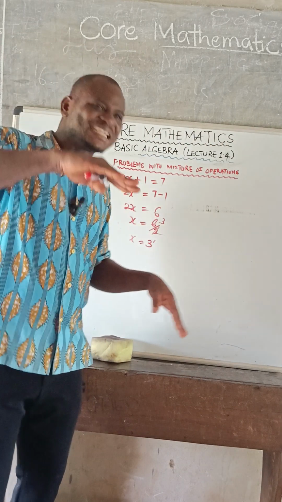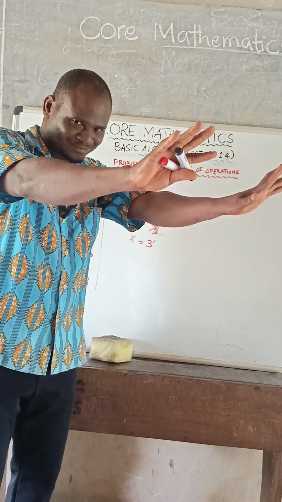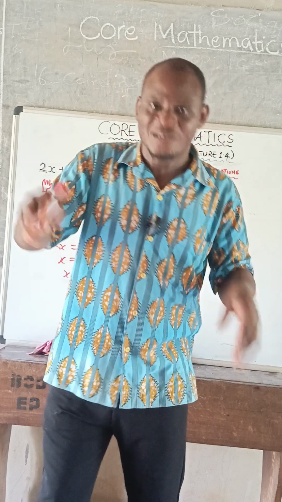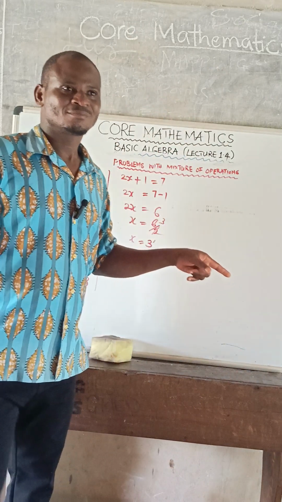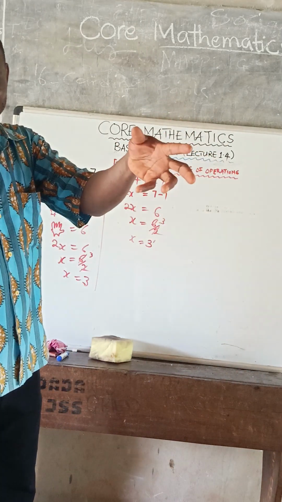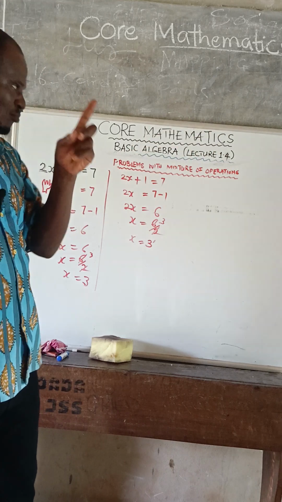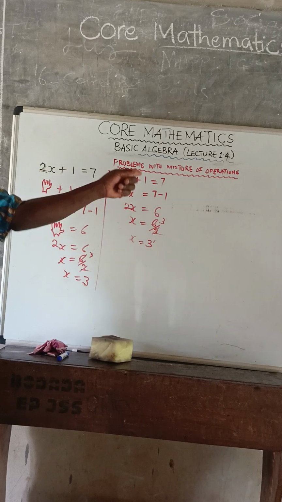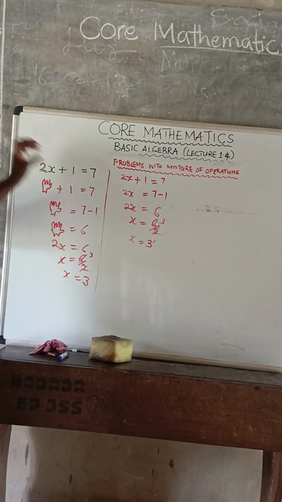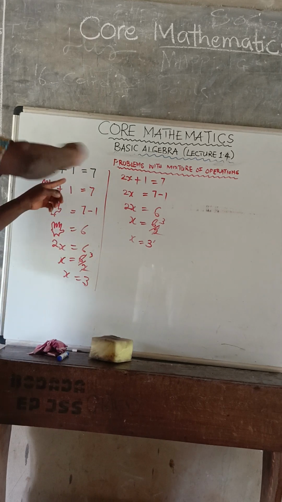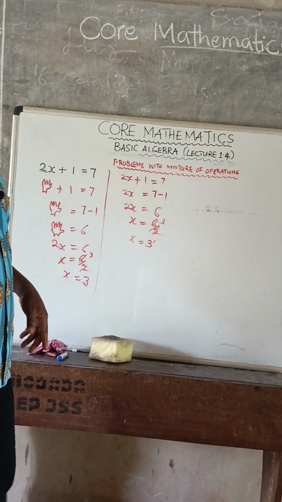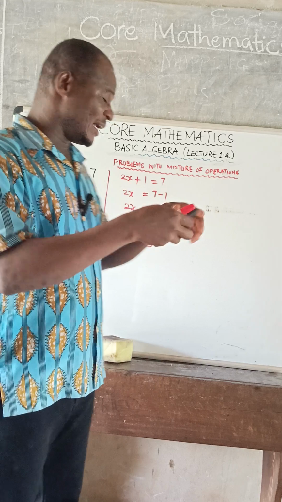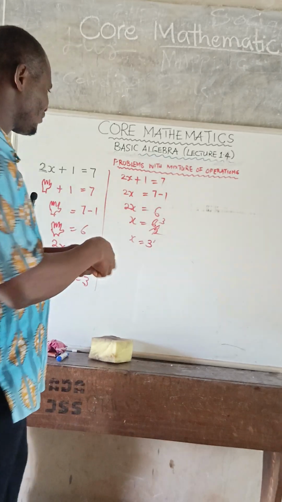Undo numbers that are adding and subtracting first before you come and undo numbers that are multiplying or dividing. We don't undo numbers that are multiplying or dividing first. So in this very simple question, I will not say I'm trying to send the 2 away. No. Numbers that are being added or subtracted will go away first. You can do them even at once if you become so used to the rule.